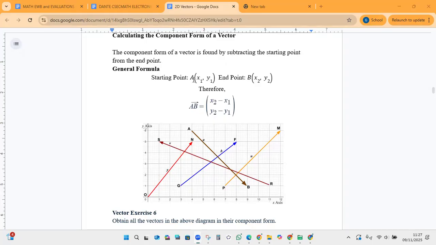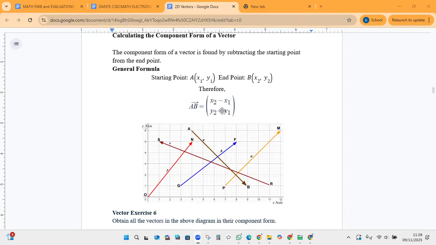So the starting point A is x1, y1. Let's label 1 for the first point. When you put a 1 as a subindex, it means first. And the end point is now the second point, point B, x sub 2, y sub 2. Therefore, vector AB would be equal to x2 minus x1, which gives you the horizontal movement, and y2 minus y1, which is the vertical movement.